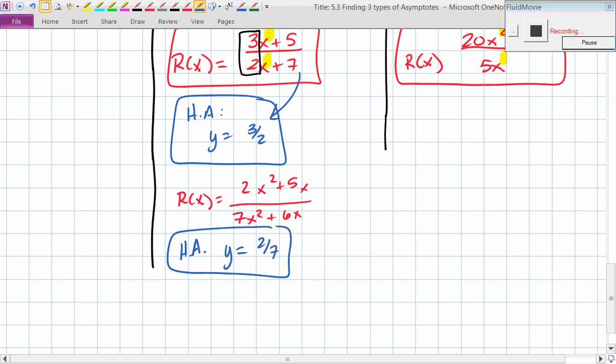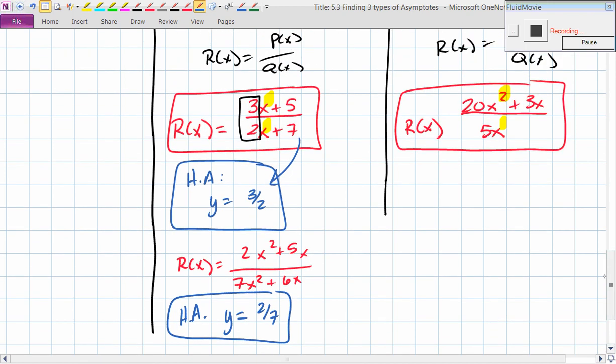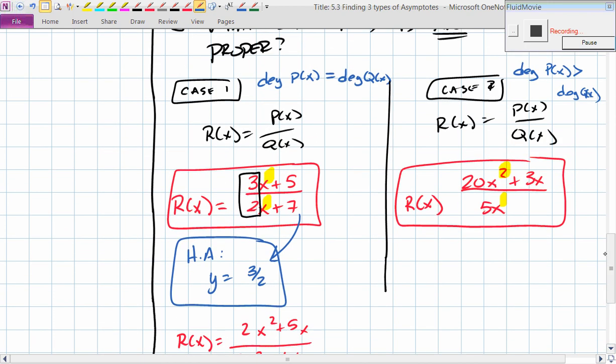That's pretty sick, right? Okay, now, like I said, case number 1 is much easier than case number 2. Let's take a look at case number 2. In case number 2, we notice that the degree of the top is larger than the degree of the bottom. But how much larger? Now, this is the key to understanding this. How much larger is it?